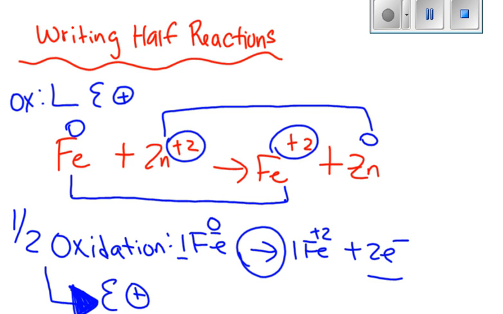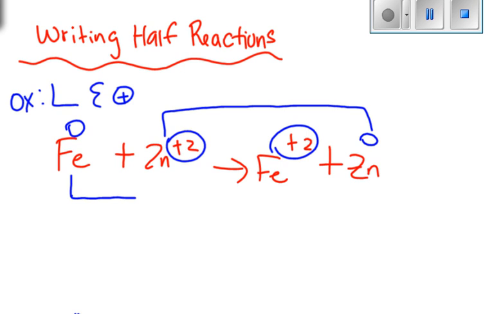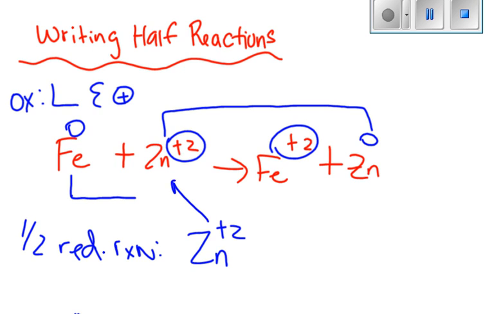Now let's look at the reduction half reaction, because you can't have oxidation without simultaneously reduction at the same time. So in this reaction, the one that's reduced is zinc. So the half reduction reaction would be zinc starts out as +2. What is it on the left and what does it go to on the right? And it goes to zinc 0. Okay, we need to balance our mass and balance our charge.